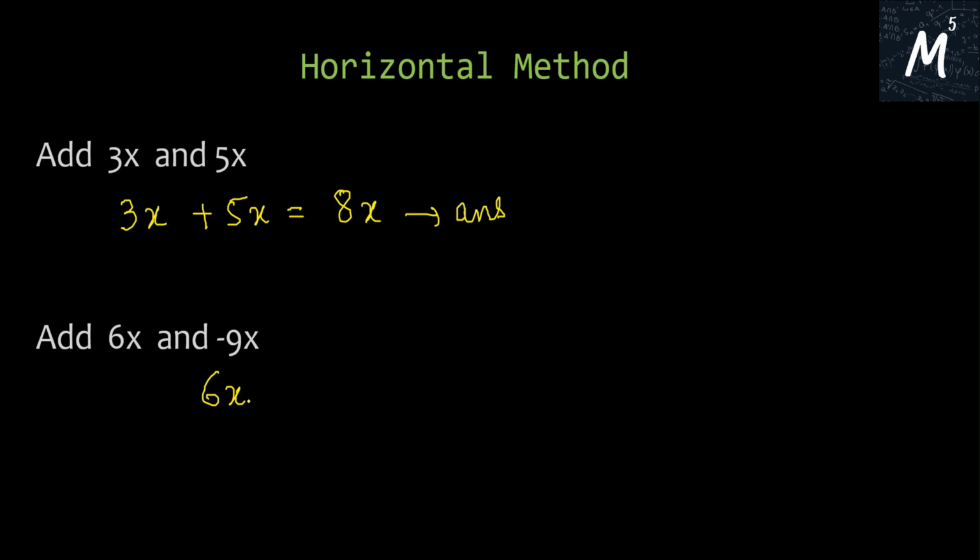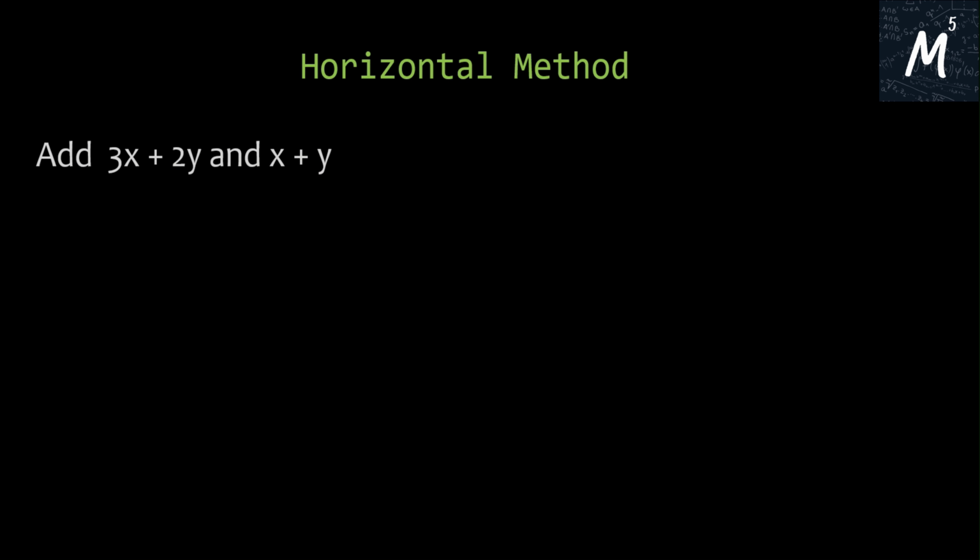Now 6x plus minus 9x. Applying the rules of integers, 6x plus minus is minus 9x. Now plus 6 minus 9, plus minus is minus, so we'll subtract: 9 minus 6 is 3. We'll put the sign of the bigger one. 9 is negative, hence it is minus 3x. That is the answer.